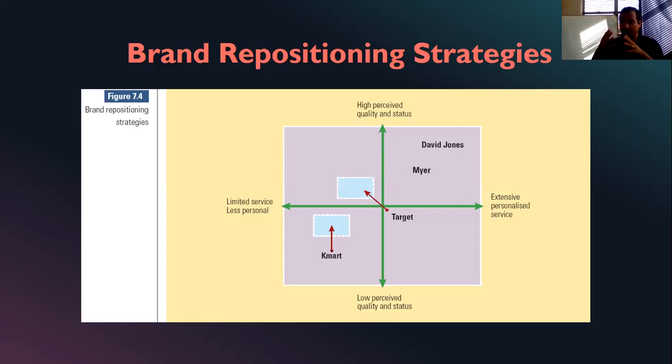Not exactly sure about the positioning like David Jones and Myer, how they position. If you think about Kmart, yes, it's a moderate level of perceived quality and status, very true. And also you won't get much personalized service in the case of Kmart, whereas Target somehow maintains quality and status. So this is the way different brands can position themselves.